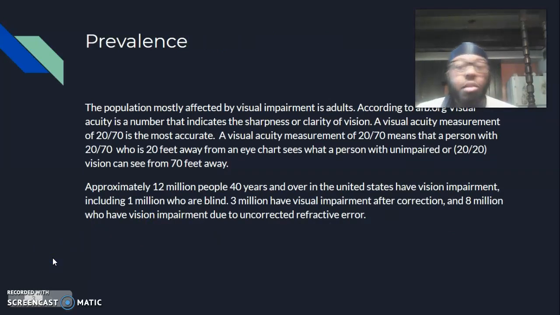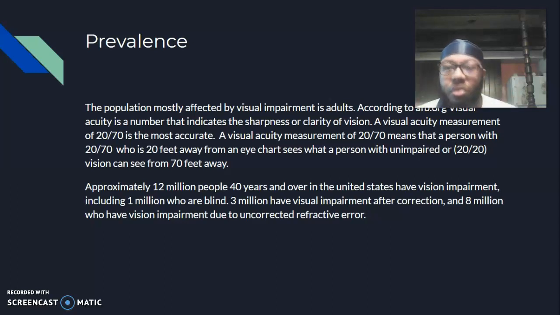So for prevalence, the population that's most affected by visual impairment is adults. According to AFB.org, visual acuity is a number that indicates the sharpness or clarity of vision. A visual acuity measurement of 20/70 means that a person with 20/70 vision who is 20 feet away from an eye chart sees what a person with unimpaired or 20/20 vision can see from 70 feet away. So the 20/70 that's on the PowerPoint means on a basic eye chart that is the third line, and a person with 20/20 vision would be able to see the eighth line.